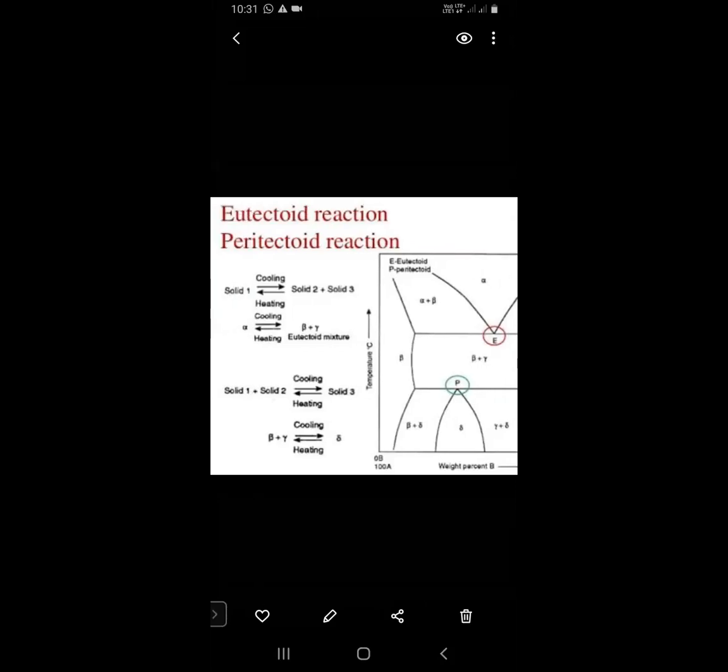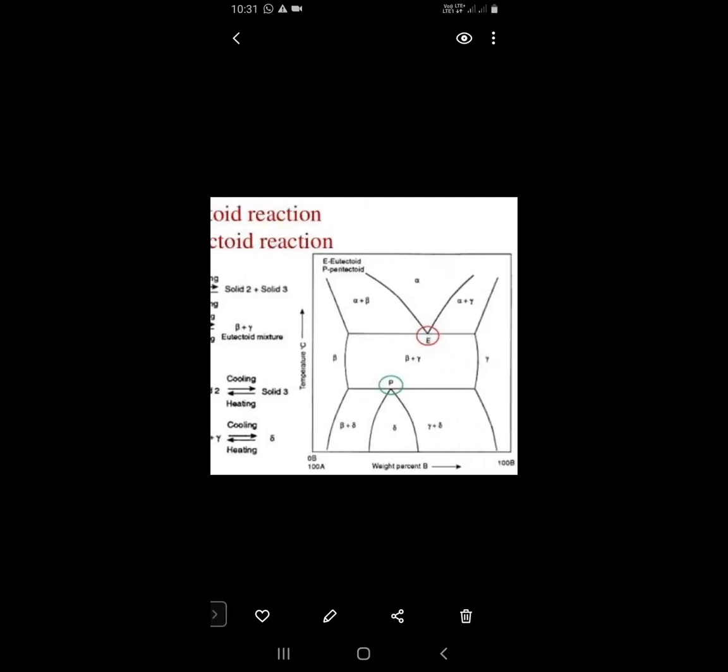When you come to the next one, it is peritectoid. In peritectoid, solid 1 plus solid 2 gives solid 3. What are they here? The phase transformation is beta plus gamma gives theta, sir.